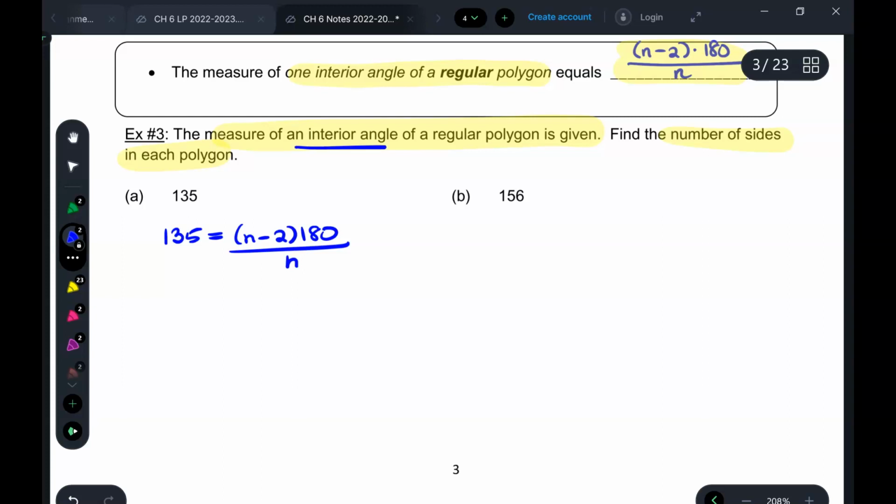So I'm giving you the interior angle of a regular polygon. I'm telling you it's 135 degrees. So what kind of polygon is that? Is it a hexagon? Is it a decagon? How would we solve this?